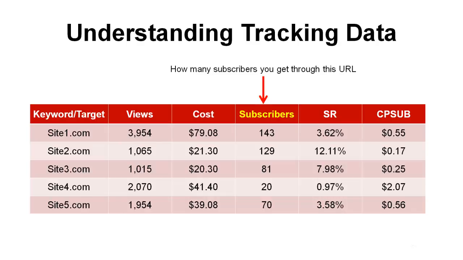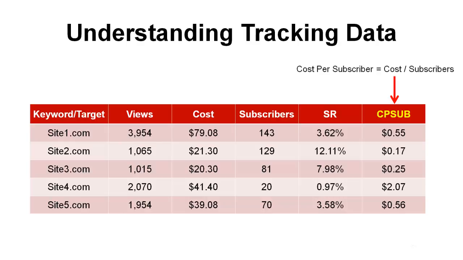The subscriber column indicates how many visitors opt into your email list through the URL. Based on this table, we know that Site1 has brought us 143 subscribers. SR indicates subscriber rate. It tells you the percentage of the visitors that opt into your squeeze page. Well, I personally do not pay too much attention to this subscriber rate, so I don't advise you spending too much time on this particular column as well. But the last column is the most important column. This is the cost per subscriber. This tells us on average how much we are paying per subscriber for this particular target.